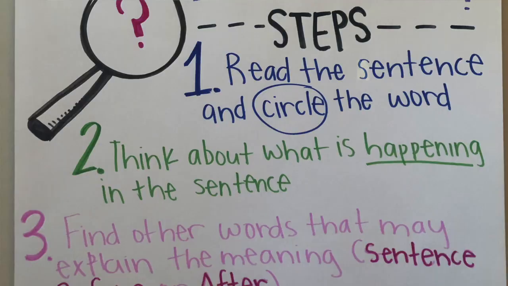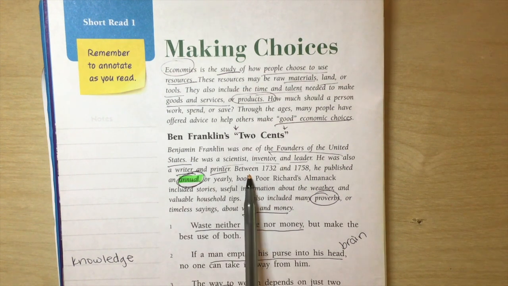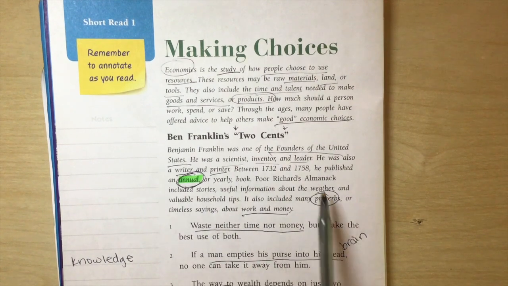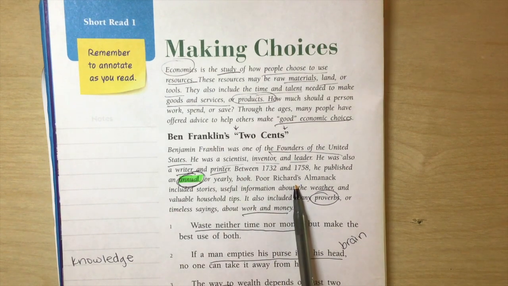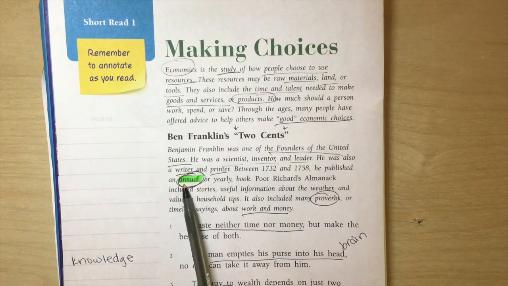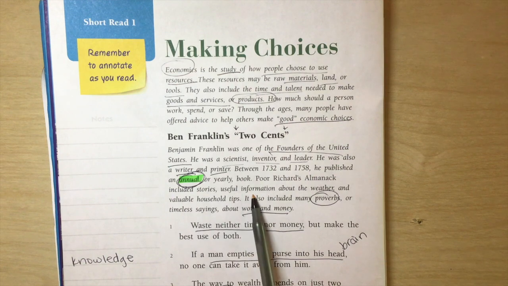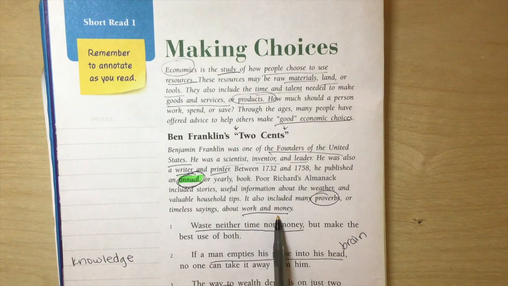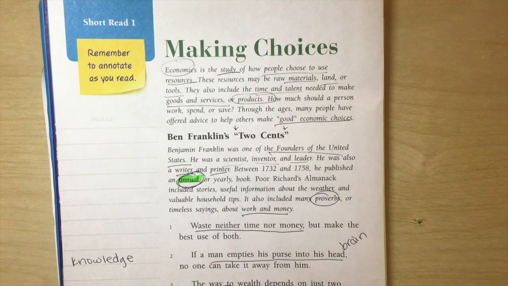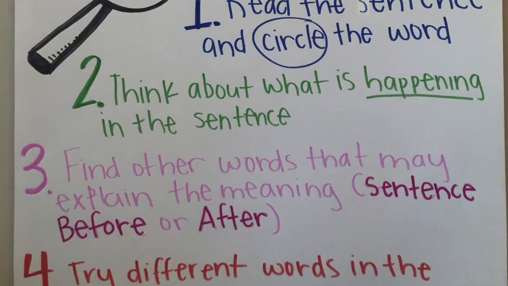Okay, so now step 2, think about what is happening. So what is happening in this paragraph is introducing Benjamin Franklin and talking about when he was printing. He was a scientist, inventor, and leader. He was also a writer and printer, and he created a book. Okay, so he published an annual, that's our word, or yearly book. This is the name of the book. It includes stories and useful information about weather and valuable household tips. It also includes proverbs or timeless sayings about work and money. So he created a book annually or yearly.